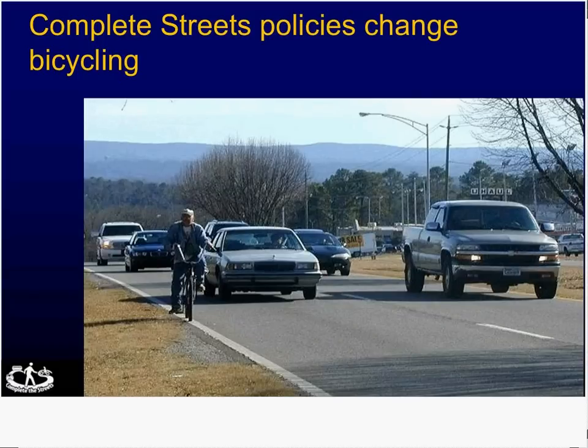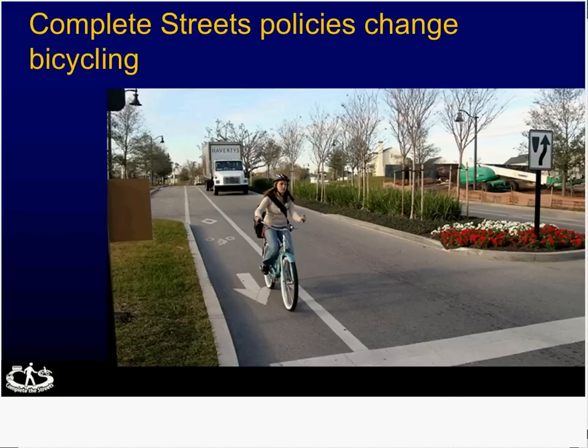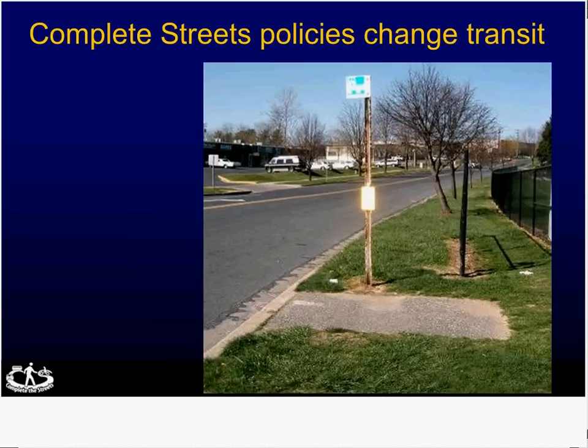We can change bicycling from a perilous situation like this one, where a poor bicyclist is just straddling the line on the edge of the road, to a situation like this, where with a comfortable bicycle lane, now even a teenager feels comfortable and the parents feel comfortable letting a teenager ride their bike.